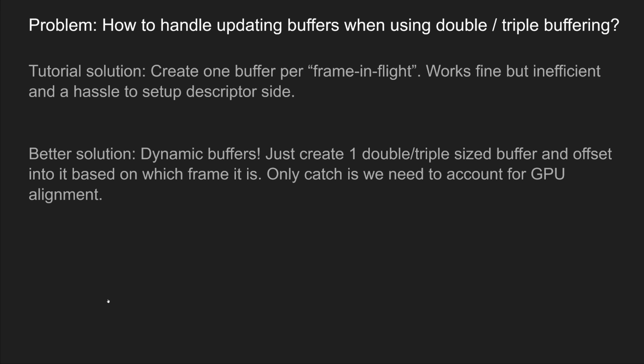And let's quickly talk about that synchronization issue. So when we're using double or triple buffering, how should we handle buffers that need to be updated every frame? Well, the classic solution is to create one buffer per frame in flight, and this works fine, but it is inefficient and it's a hassle to manage on the descriptor side. I think a better solution is to use dynamic buffers, where you create one double or triple sized buffer and offset into it based on the current frame index. The only catch is we need to account for GPU alignment here, which can be accomplished by simply querying the physical device when creating the buffer.